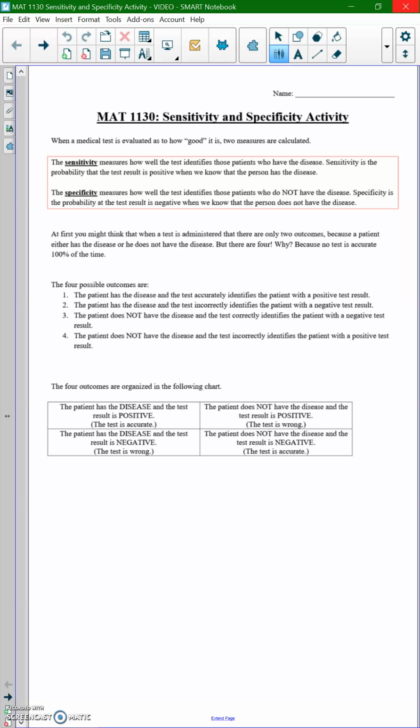Outcome number three, the patient does not have the disease and the test correctly identifies the patient with a negative test result. So because they don't have the disease, the negative test result means they don't have it. That's a correct decision. And in number four, we have the patient does not have the disease, but the test incorrectly identifies the patient with a positive test result. So even though they don't have the disease, the test makes a mistake. It comes back and says you have whatever disease was being tested for.